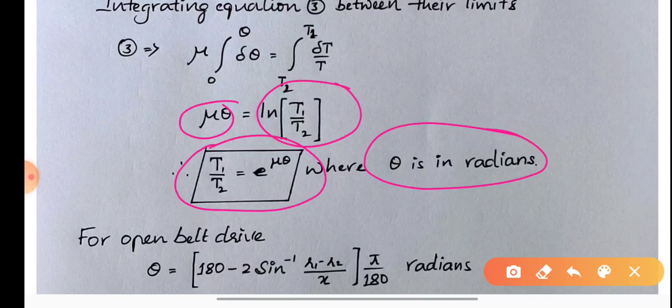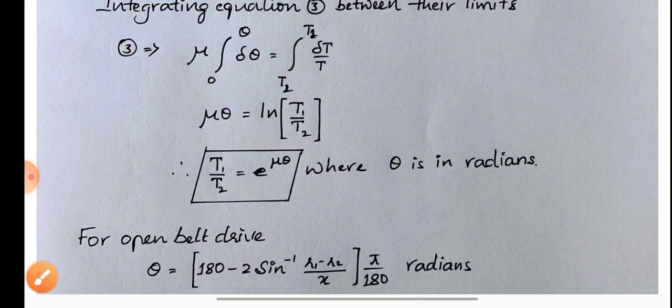Always remember this, because while solving problems, if the angle is to be used, it should be in radians. Now this is the ratio of belt tensions which we need to remember. That is T1 by T2 is equal to e raised to μθ, where T1 is tension on the tight side, T2 is tension on the other side, μ is the coefficient of friction, and θ is the angle of lap.